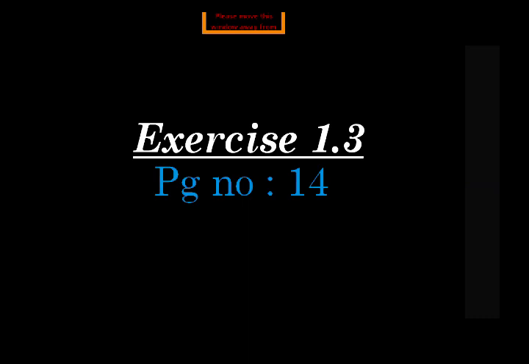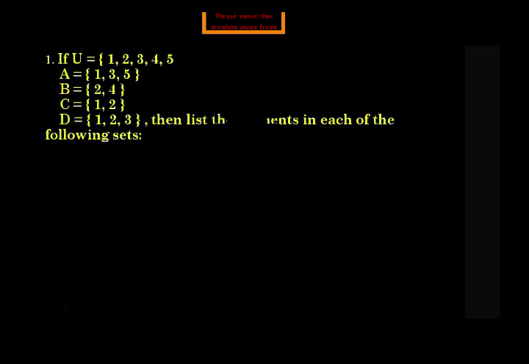Now we are starting exercise 1.3. It is on page number 14. Question number 1. Have you seen in question number 1, we have 4 sets and 1 universal set in this question? The universal set contains 5 elements from 1 to 5. Then we have set A, set B, set C and set D. What we have to do is list the elements in each of the following sets. In this question we have many parts, but in this slide we will do two parts.